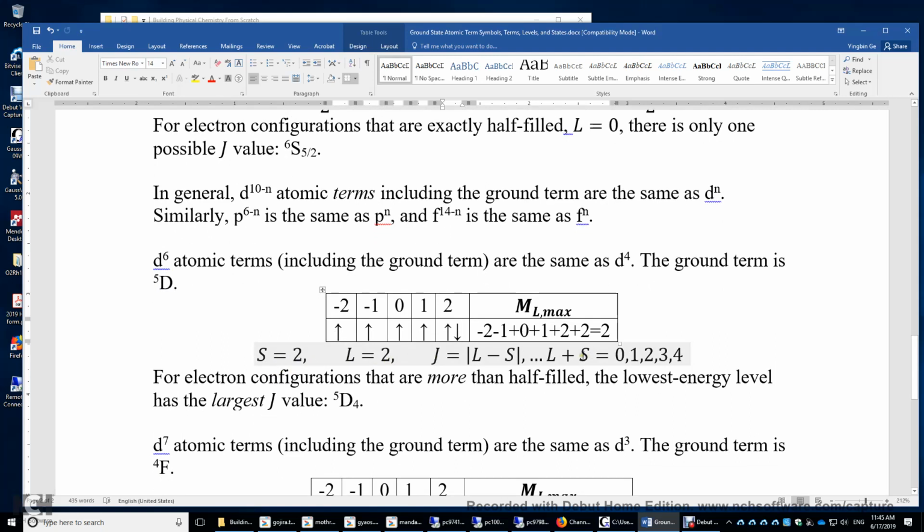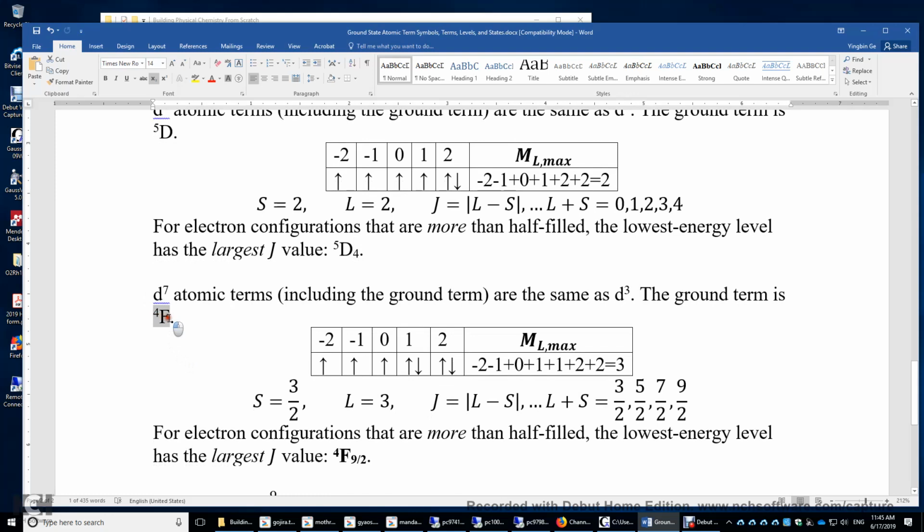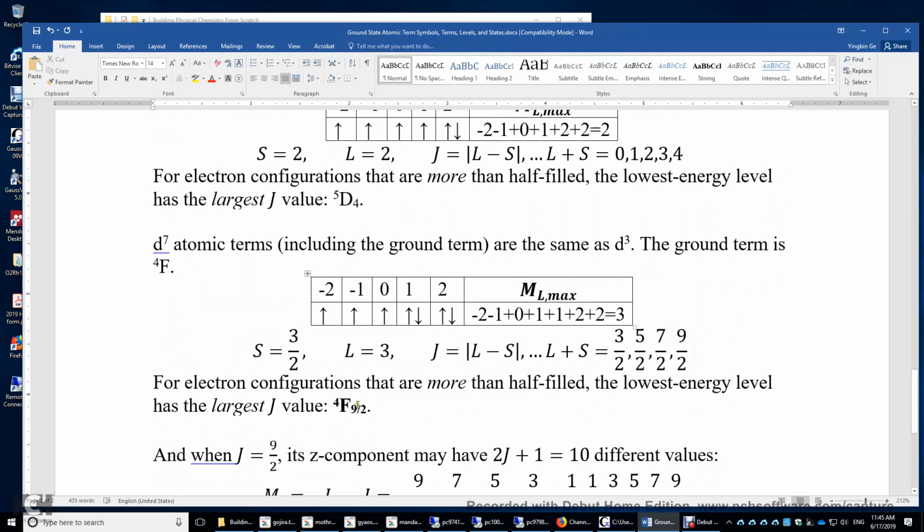And what about J? J equals from L minus S, that's 0, all the way to L plus S, that's 4. And therefore the ground term is 5D, the same as the d4 electron configuration. But over here, pay attention: now you need to use the largest value of J, which is 4 in the subscript. How about d7? d7 is the same as d3. You get the atomic term of 4F. I'll let you verify this by looking at this table. And then you need to use the largest value for J. So J can be as large as L plus S, which is 9/2 here.